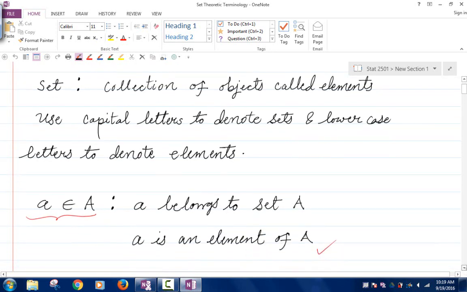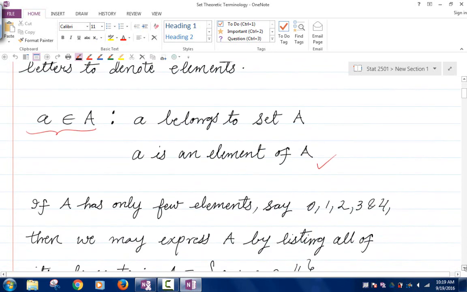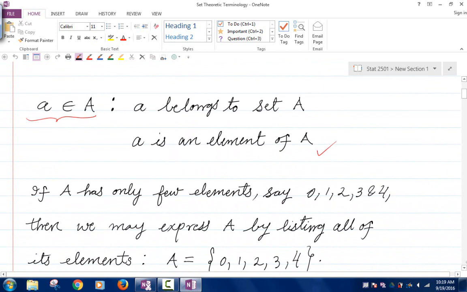Okay, so here is the notation that we are going to use. Lowercase a, epsilon, capital A. So it's going to mean that small a is an element of cap A, or small a belongs to cap A, or we can say small a is a member of the set cap A.